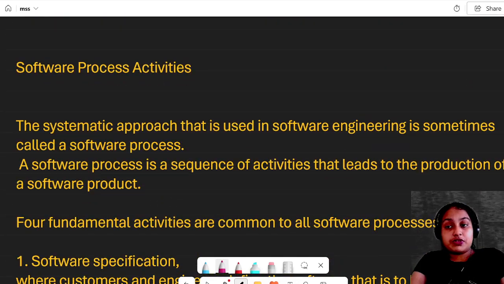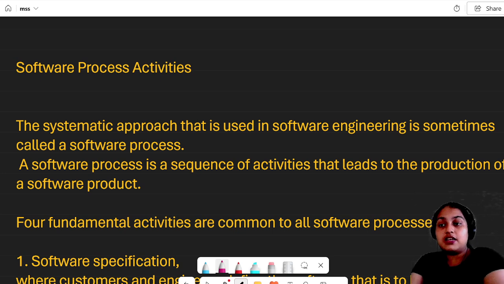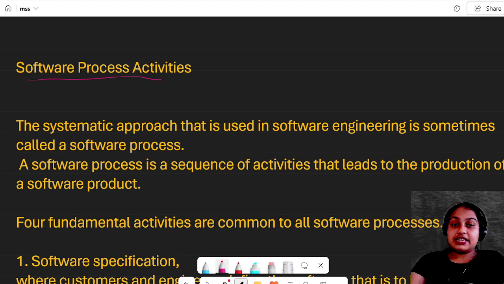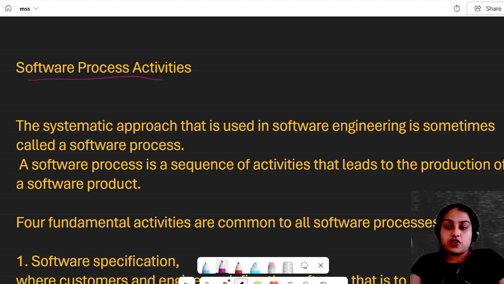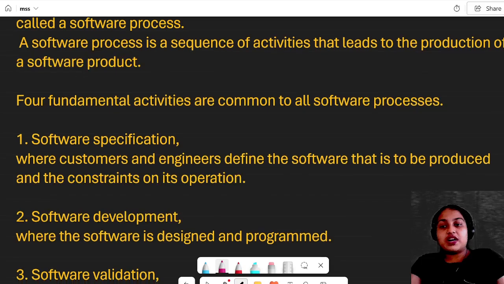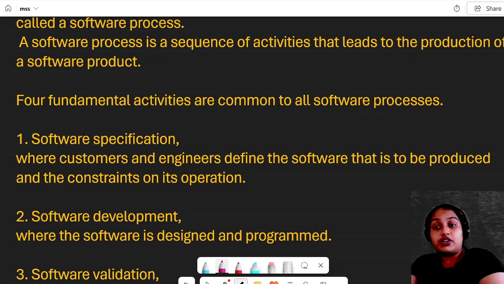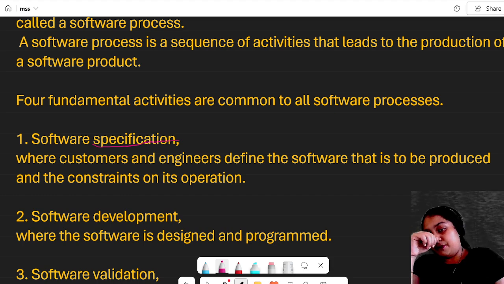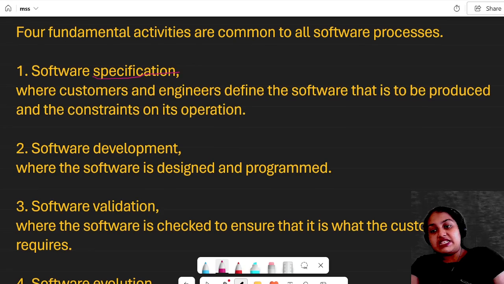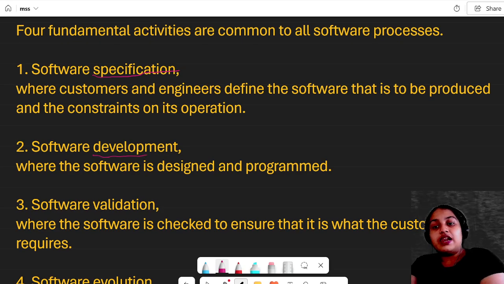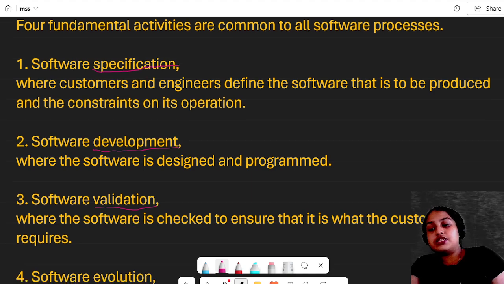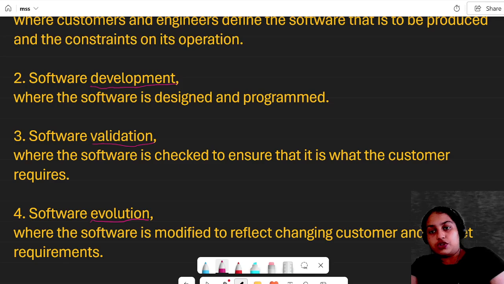Then comes the software process activity in a short manner. It is a systematic approach that is used in software engineering, called a software process. A software process is a sequence of activities, and we have 4 fundamental activities inside that, which lead to the production of a software product. First one is software specification. I have already mentioned the names before in the question section: software specification, software development, then software validation, then software evaluation. These are just the names.